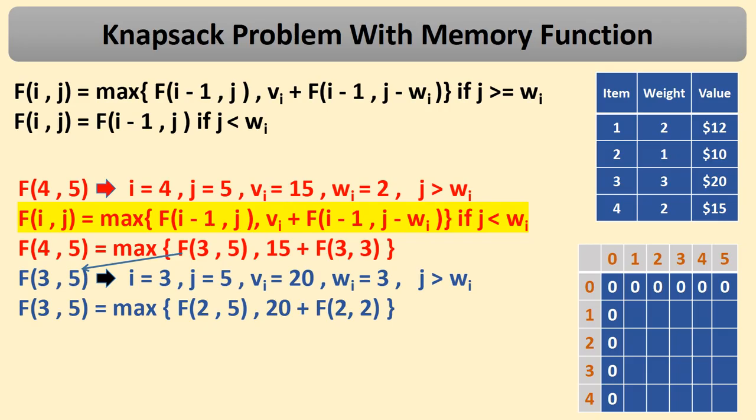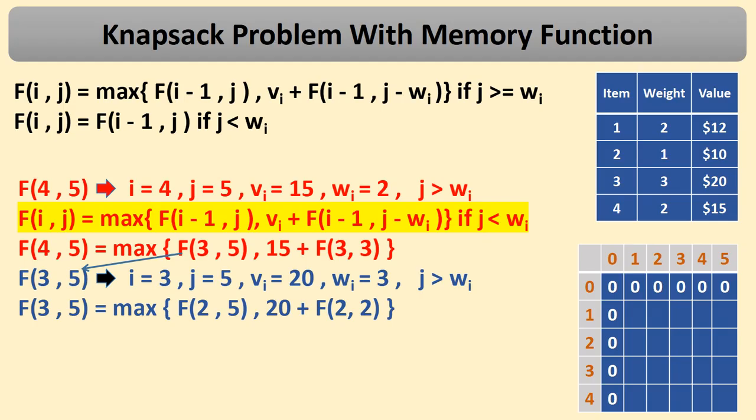So first is f of 4 comma 5. So here i is nothing but 4 and j is nothing but 5. And what is vi? Just look at the table. Here i is 4. So what is the value for 4? It is $15, so I mentioned vi equal to 15. And what is the weight of the fourth item? It is 2. Now when you compare the j and w value, j is greater than w.